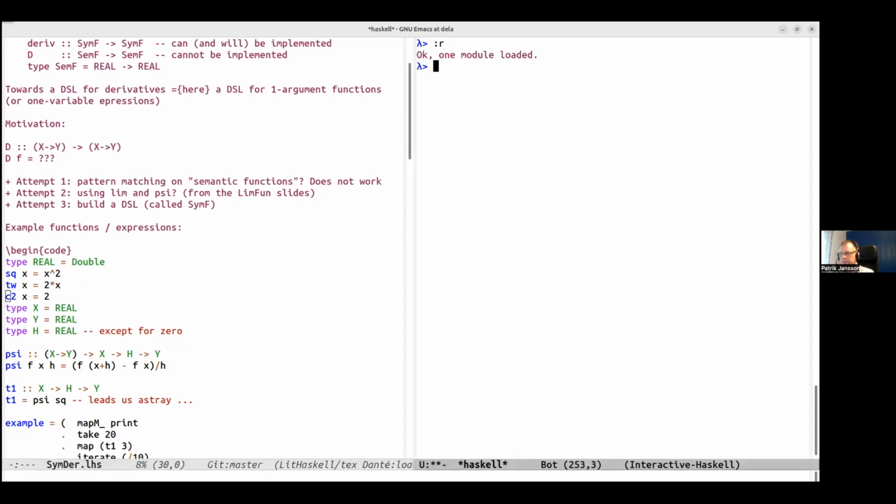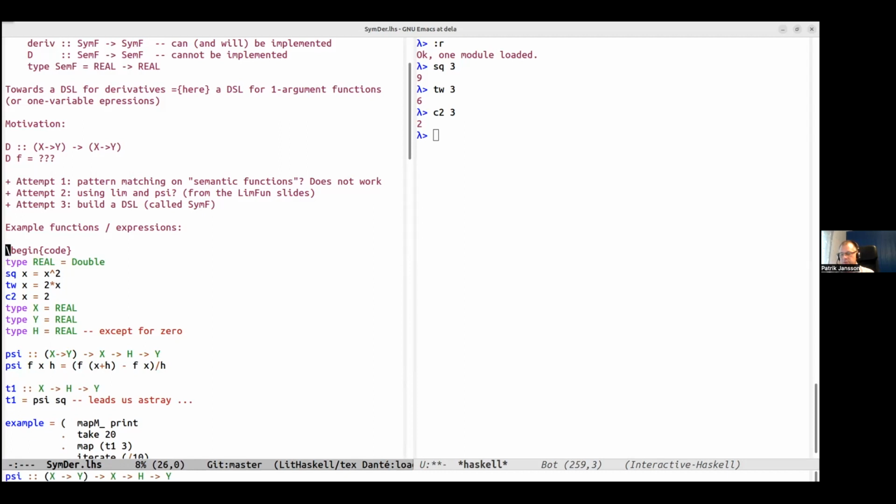So let's see. If I square 3, it's 9. If I do twice 3, it's 6. And if I do constant 2 of 3, it's 2, not very surprisingly. Okay, and then I define this psi function. So remember, it took a function from x to y, a point x, an h, a small epsilon sort of, and it computes the slope locally. And this is a very concrete function.